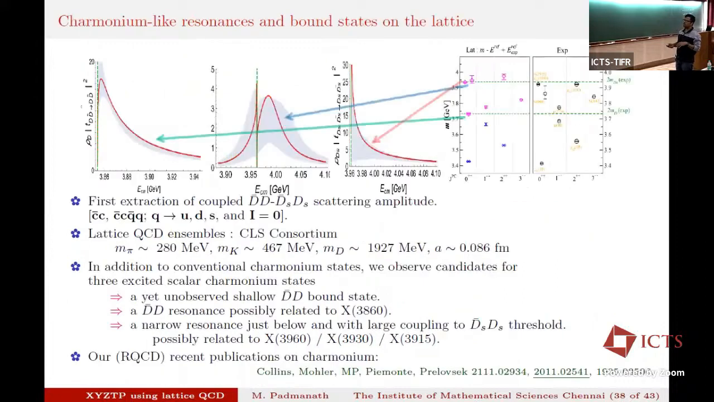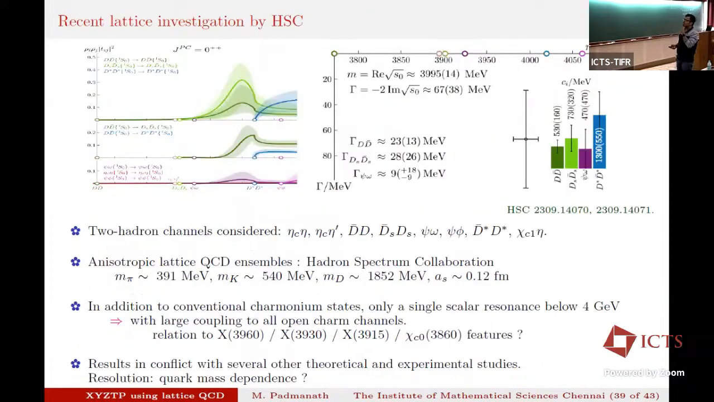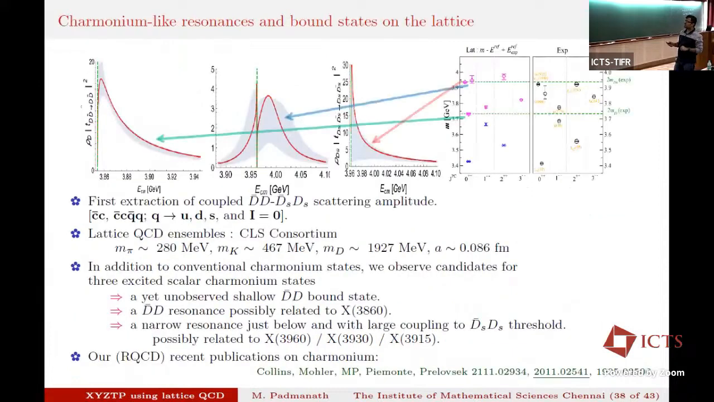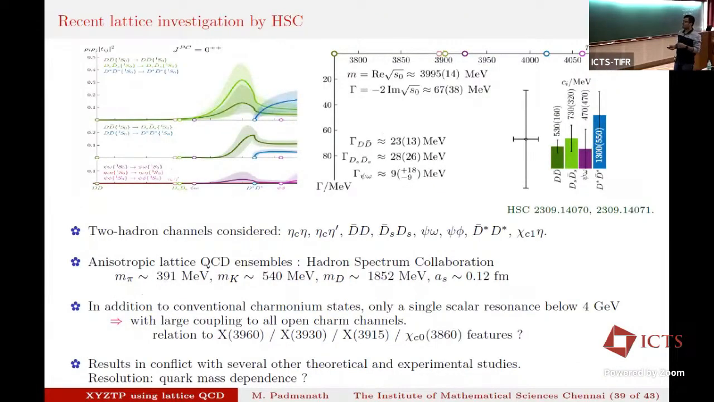They basically exclude all other states other than the standard chi_c0 that is established, and one more state, that is the broad resonance. All other shallow bound states they exclude from their calculation. They find that there is one excited scalar charmonium for sure, but it is not very clear whether it is related to any of these features or if it is something different. And since there are quite some differences between the lattice ensembles that are used, it is not yet clear if there is something that we are missing, or something that we don't really understand, when we compare these two calculations.